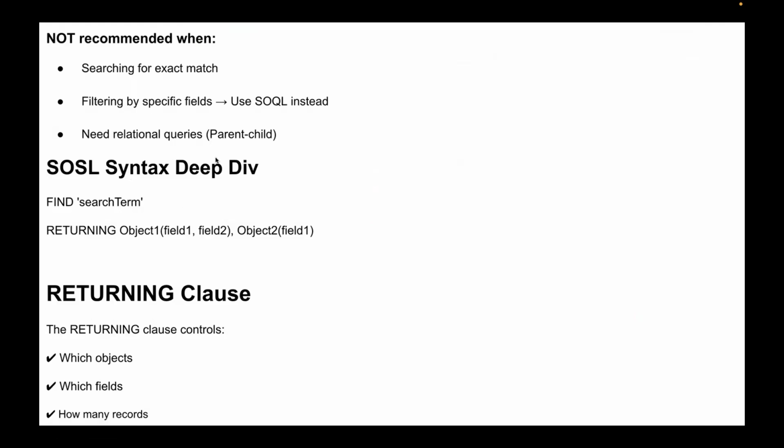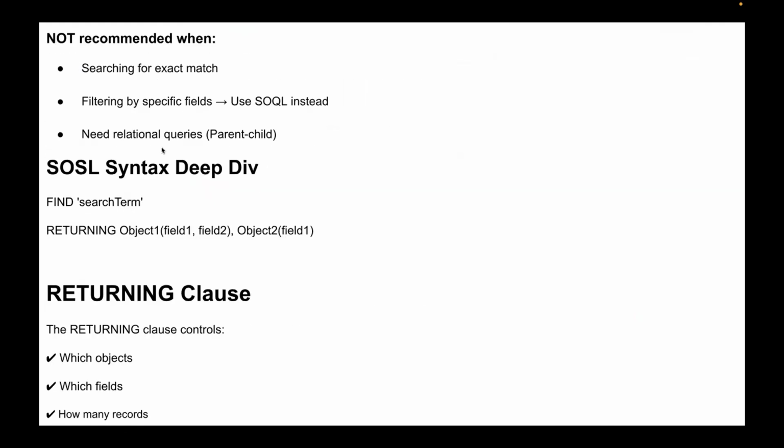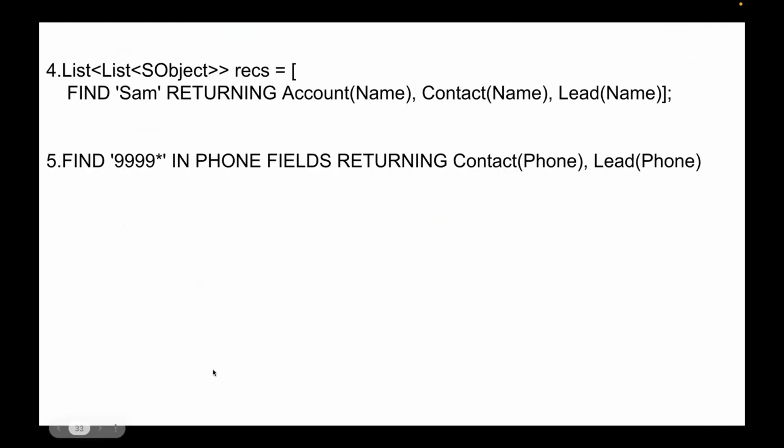Now let's understand the syntax, even though I have described it. First of all, we have to write the find keyword and then the search term, whatever search term you want. Then returning, the object name and the fields, meaning the API name and the field. Like that, comma separated, we can add as many fields as we want. The returning clause controls which object, which fields, and how many records. So like that, we can run the query.